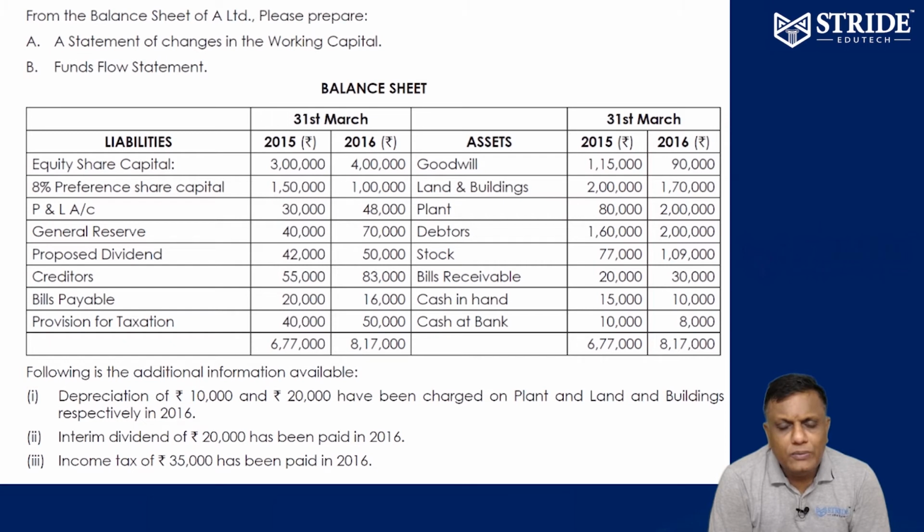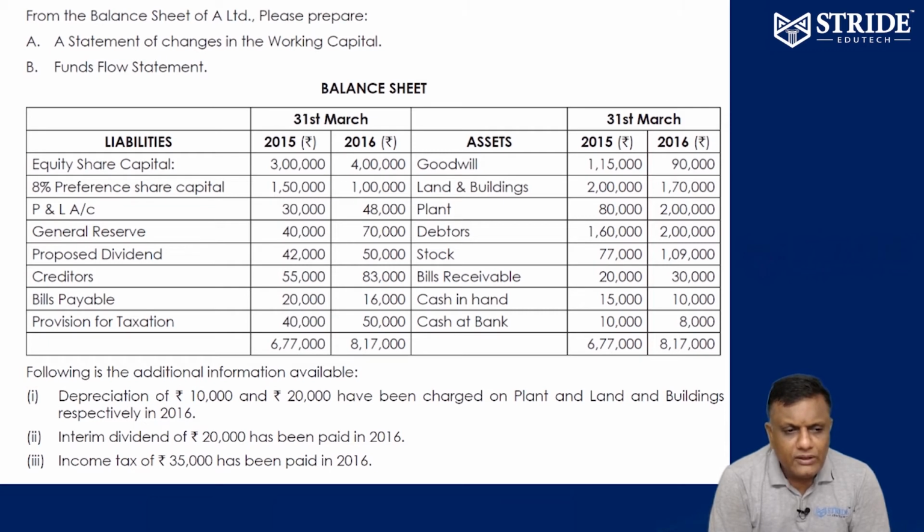Land and buildings: 2 lakhs opening, closing 1,70,000. We prepare separate notes; depreciation is also given. Plant: opening 80,000, closing 2 lakhs. Depreciation of plant is also given. We will prepare a separate note. Debtors: opening 1,60,000, closing 2 lakhs, so changes in working capital, current asset. Stock 77,000 to 1,09,000, current asset. Bills receivable 20,000 to 30,000, current asset. Cash in hand 15,000 to 10,000, again current asset. Cash at bank 10,000 to 8,000, current asset.